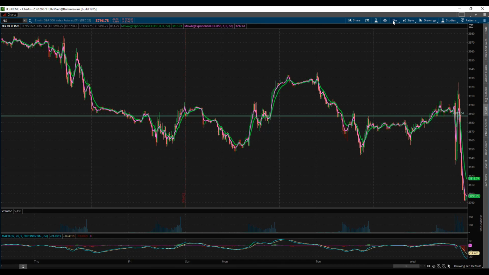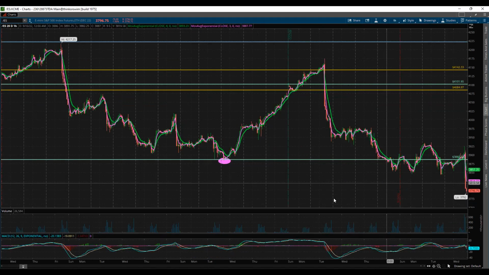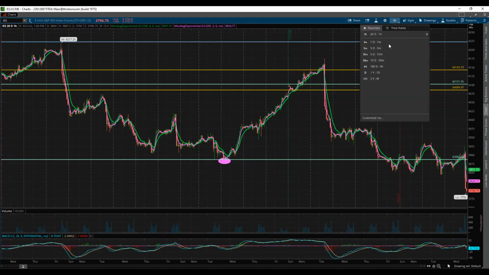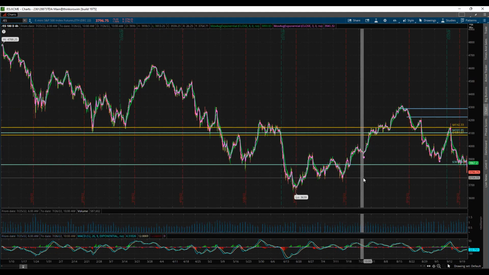So I'll change it to 1 hour and see what the nearest support is. If I don't find the nearest support in the 1 hour, then I go to 4 hours. You got it? On 4 hours, I get the support here. And I have to find the nearest support, so I have to change my time frame. Now I move this line to here.